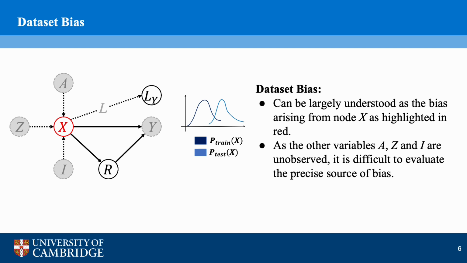Here, we define subgroups as subsets of the population defined across certain sensitive attributes such as race, age, and gender. Looking at the figure that we have here, if we only have information about the statistical distribution of the parameters, dataset bias in the form of distribution mismatch does not tell us much, as we would not know whether the source of bias is A, Z, or I.